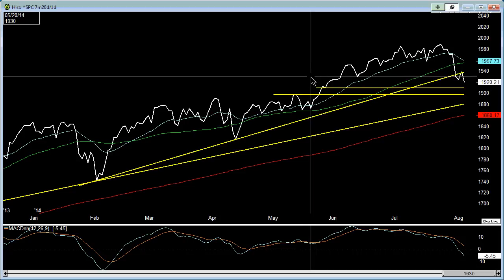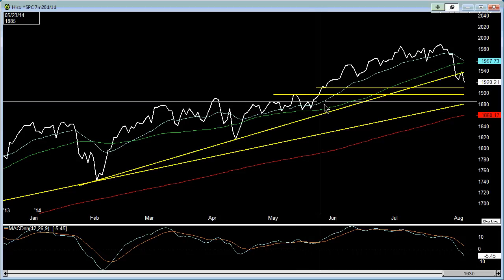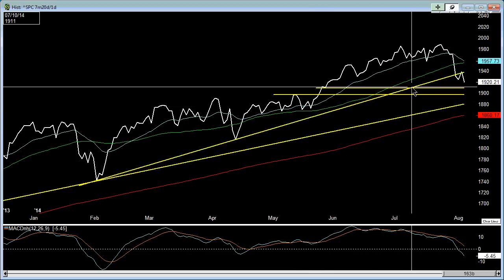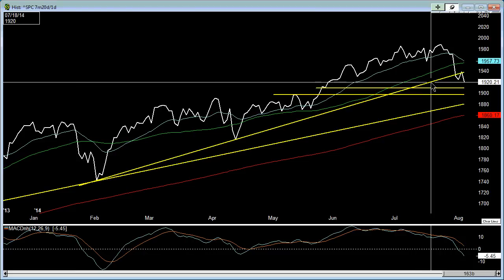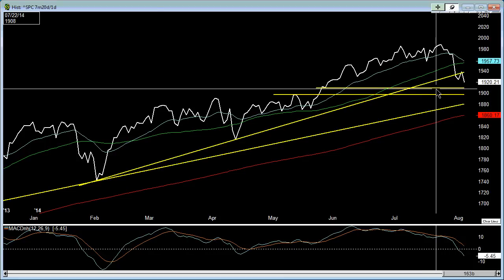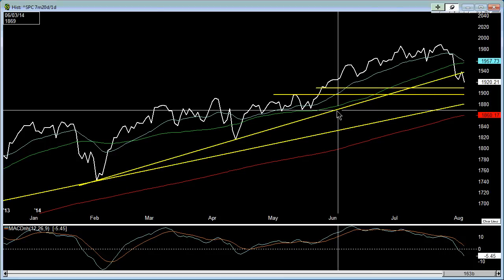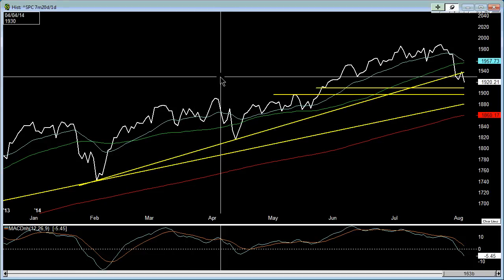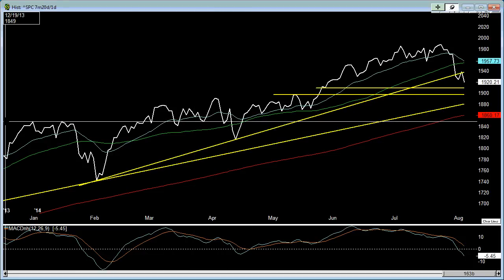So that's basically the S&P 500 outlook here. The key point to watch is 1910. If it comes back above 1925, then we look at 1950. If it breaks 1910, then look at 1900 or 1897, 1898. Okay, so that's basically what we're looking at on the S&P 500.